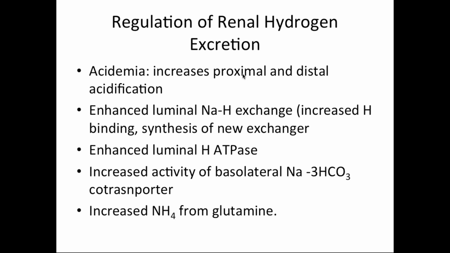As the intracellular pH goes down, there is an increase in the H plus, or hydrogen ion, secretion, from the enhanced luminal sodium hydrogen exchange, because of the increased binding of the H plus to the exchanger. There is enhanced luminal hydrogen ATPase activity. There is increased activity of the basolateral sodium 3-bicarb cotransporter, and there is increased ammonia production from glutamine. So all of these factors help increase the hydrogen excretion in the setting of acidemia.